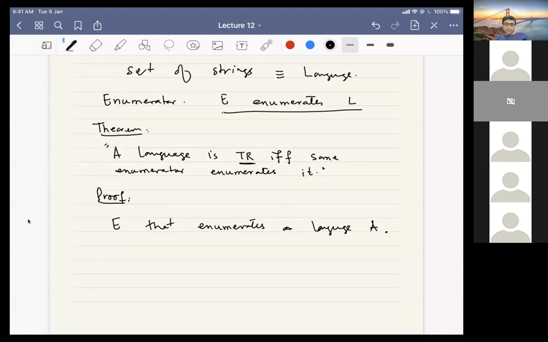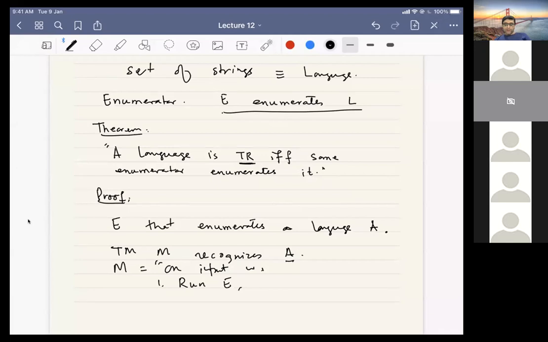Now imagine there's a Turing machine M which recognizes it. If there is a Turing machine M that recognizes A, it means that A is Turing recognizable. But how will this Turing machine M work? Suppose W is a string which is input to the machine. What will it do? It will run E. Since E does not require any input, it will just run E.